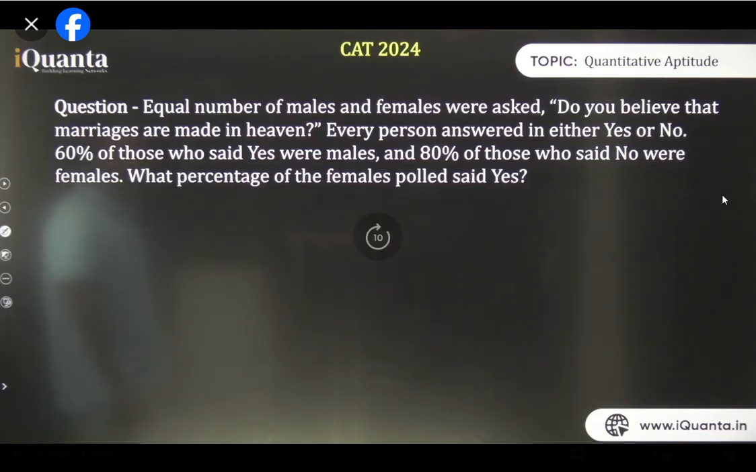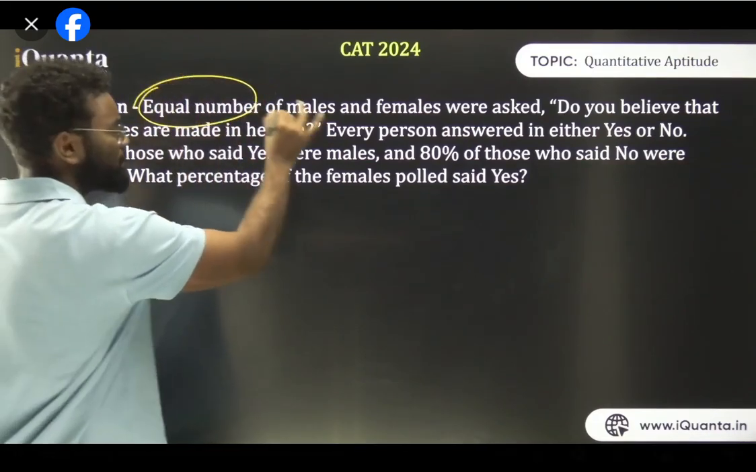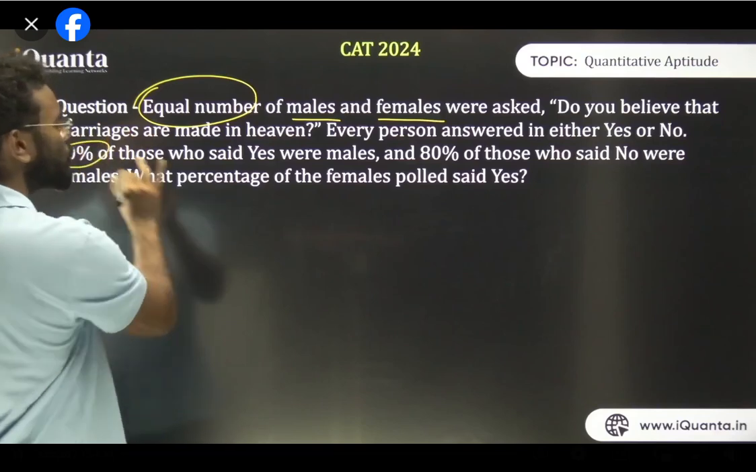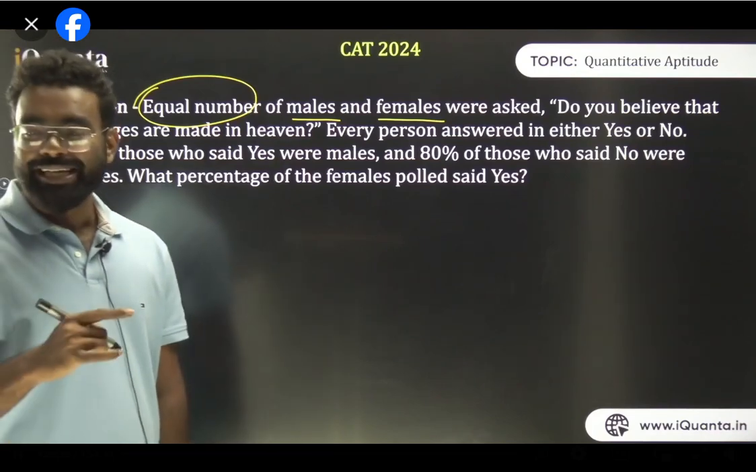Marriages are made in heaven. To solve this type of question, the first thing you need to understand is what is given. An equal number of males and females is given. It is also said that 60% of those who said yes were males and 80% of those who said no were females. So in the sample space, the number of males and females is equal.